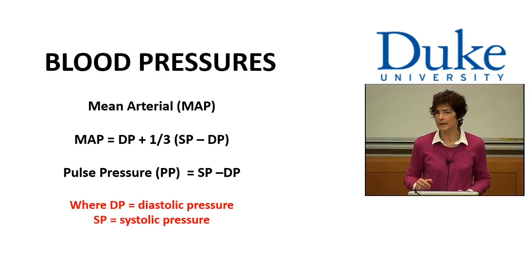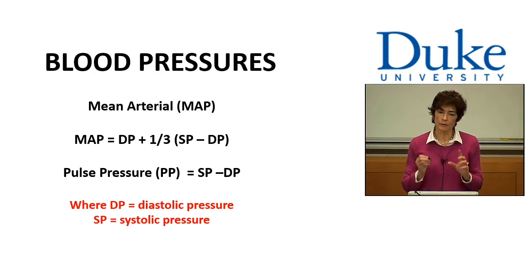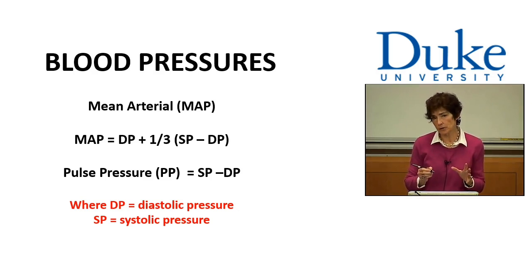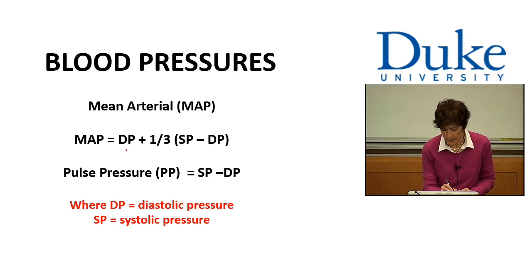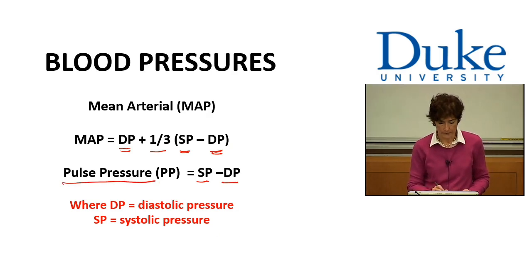Okay, so what about these blood pressures? The blood pressure we refer to is the mean arterial pressure, and the mean arterial pressure is calculated as the diastolic pressure plus one third times the systolic pressure minus the diastolic pressure. The systolic pressure minus the diastolic pressure is referred to as the pulse pressure.